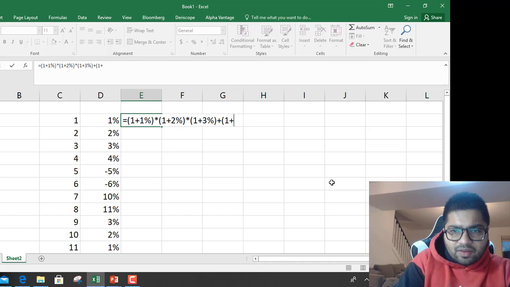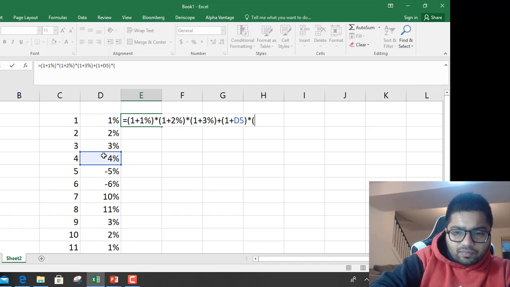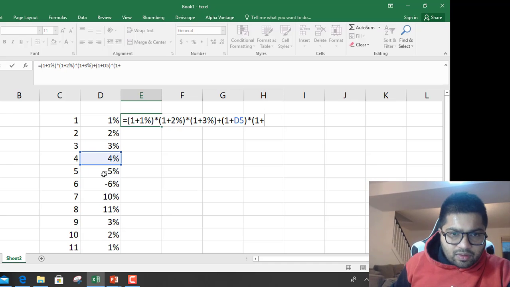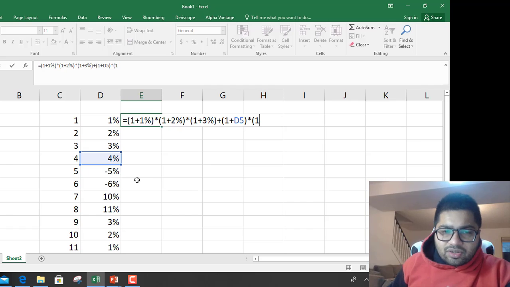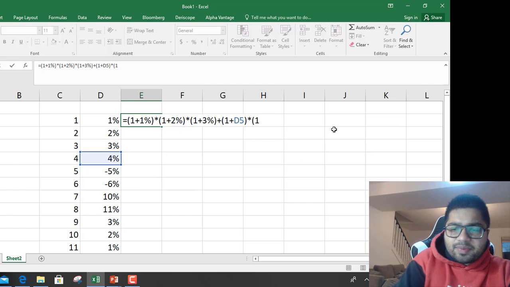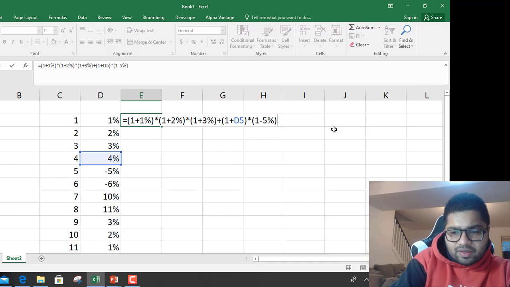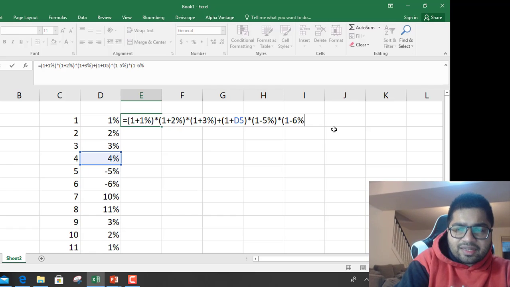Same way, fourth month's return, fifth month's returns. Now this is tricky. So fifth month it is minus 5. So plus and minus becomes minus. So it is 1 minus 5%, multiplied by 1 minus 6%, because the returns are negative.